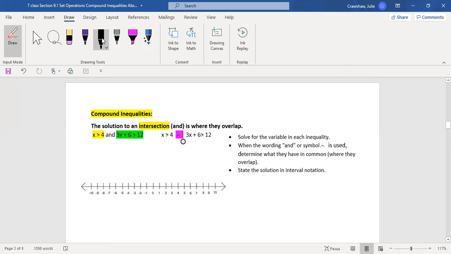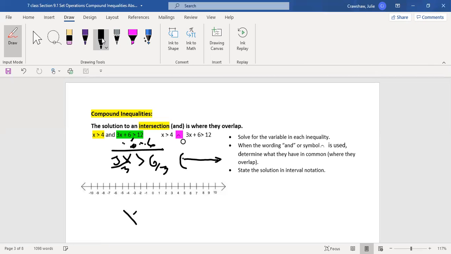So let's see, I'm going to have to solve each of them. First of all, x is greater than 4. That's pretty simple. I'm not going to put it on my final number line. I'm just going to sketch that above. So x is greater than 4. That would be pretty much like that. Now my second inequality, 3x plus 6 is less than 12. I have to solve that. So I'm going to subtract my 6, and I'm going to get 3x is less than 6, and I'm going to divide by 3.